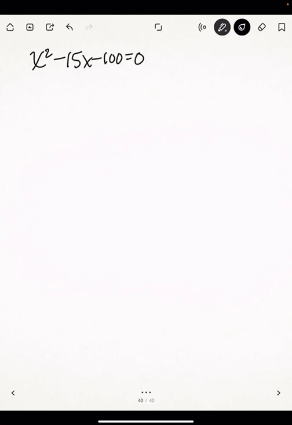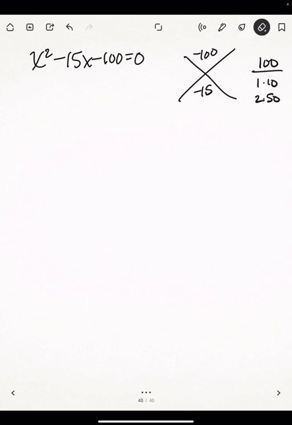All right? So here we're going to do our factoring. So remember, we're going to do our x method. We're going to write negative 100 on the top and negative 15 on the bottom, because we always take our last number, put it on the top. Our middle number goes on the bottom. Then we come over here and list our factors of 100, which are 1 and 100, 2 and 50.